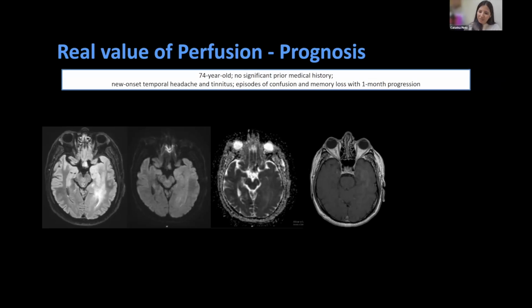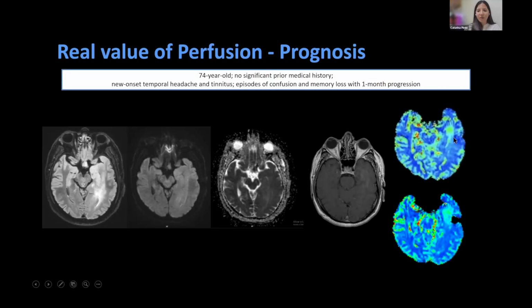But we did a perfusion, and we saw that in these areas there was an elevation of the CBV, an increased perfusion, and this really made us think that this should be a high grade tumor, regardless of the fact that on the structural MR images, we could not find any sign of it. This gentleman had a biopsy, and the histopathology showed a glial tumor, not otherwise specified.